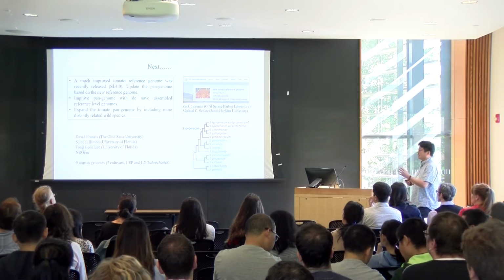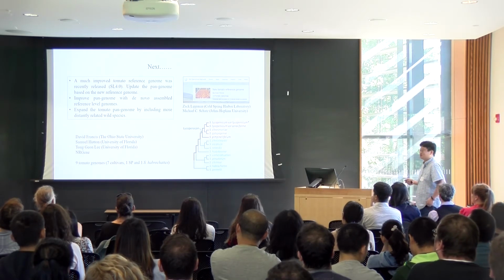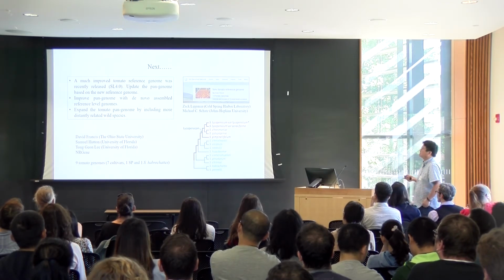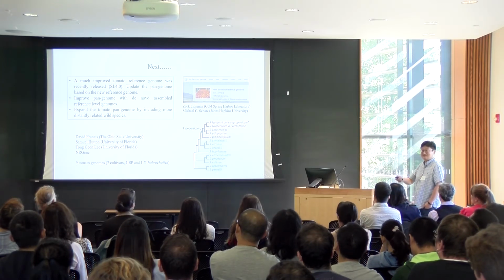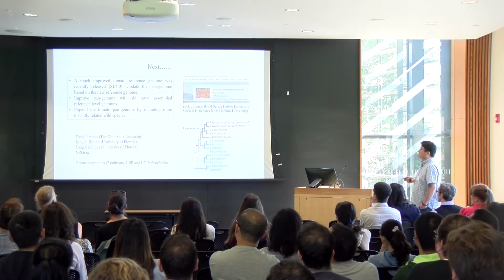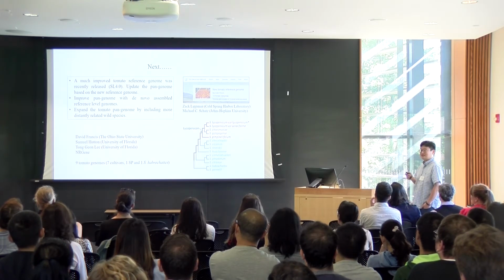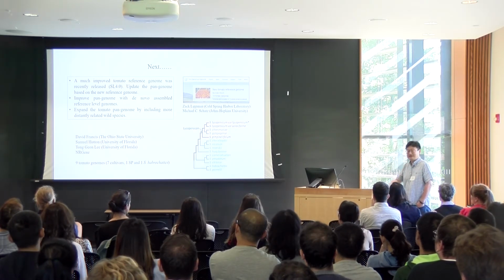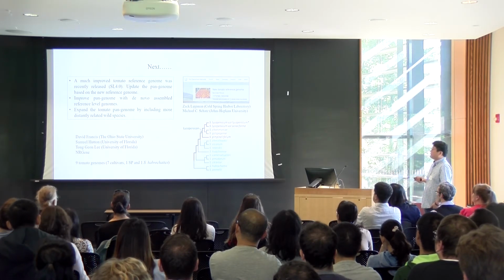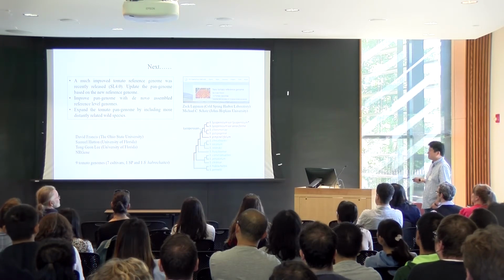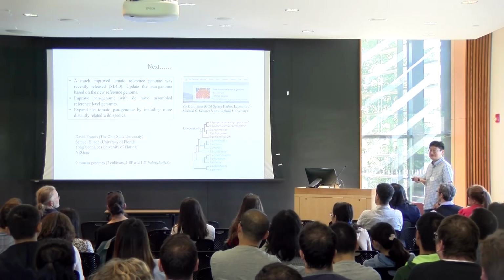So now we reported this pan genome, then what's next? These are several ideas we have now. Recently, a much improved tomato reference genome was released, actually last week. So we plan to update the pan genome based on this new reference genome. This reference genome was assembled using PacBio, BioNano, and Hi-C, and is much more accurate. And there's also some activity going on to improve the pan genome with de novo assembled reference level genomes.